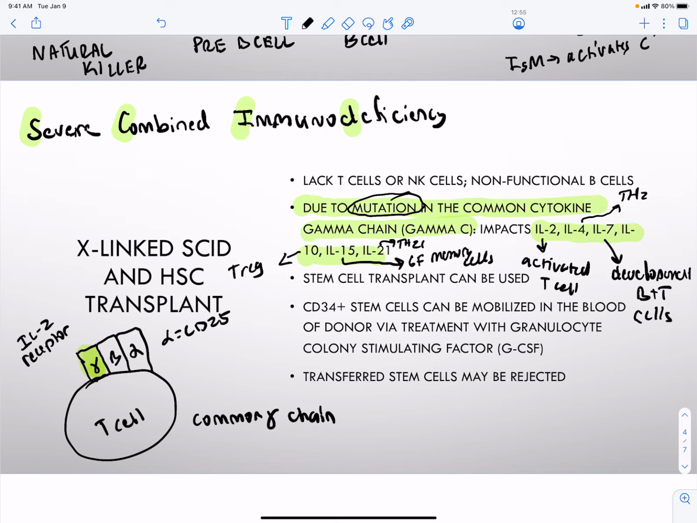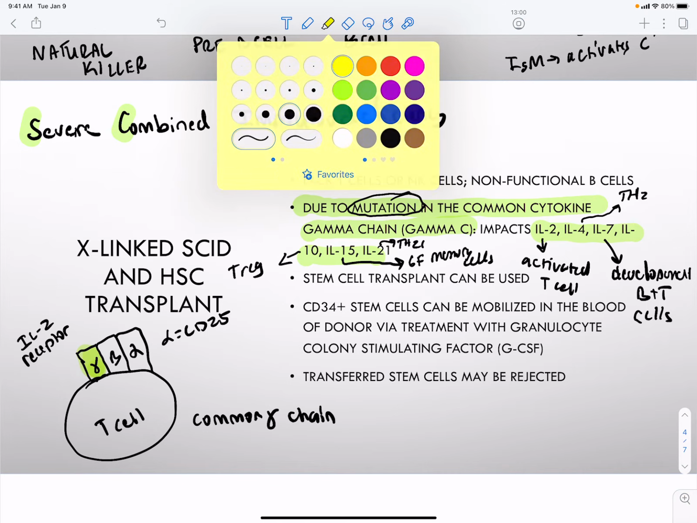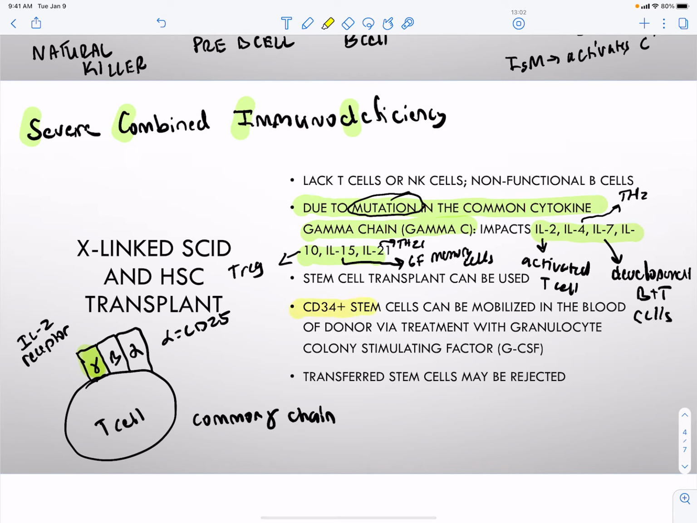Now, in order to treat this, you can use stem cell transplant. And so stem cell transplant will try to transplant what we refer to as CD34 positive stem cells. These are the pluripotent stem cells, those stem cells that are self-renewing and can become any of the different blood cell types. And you can transfer the stem cells. There is a process of acceptance versus rejection, and we'll discuss that more when we talk about transplant immunology.